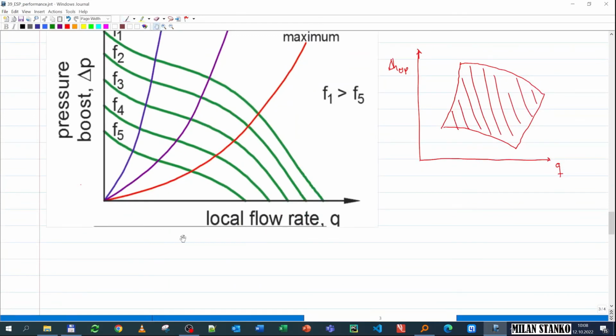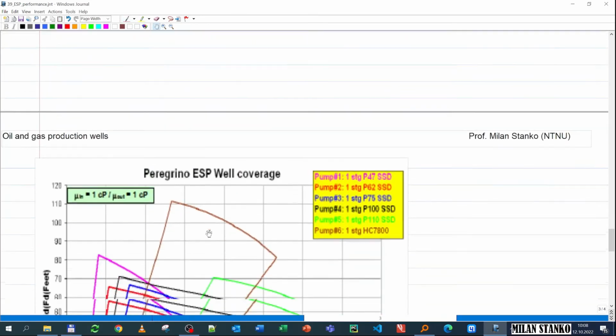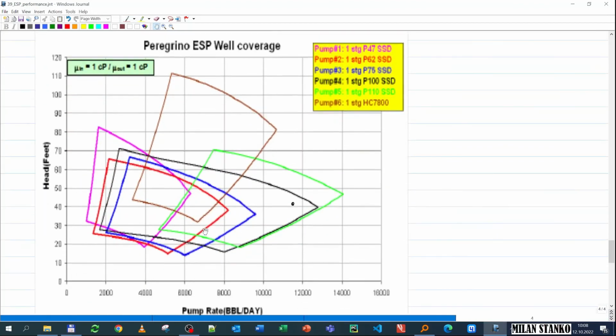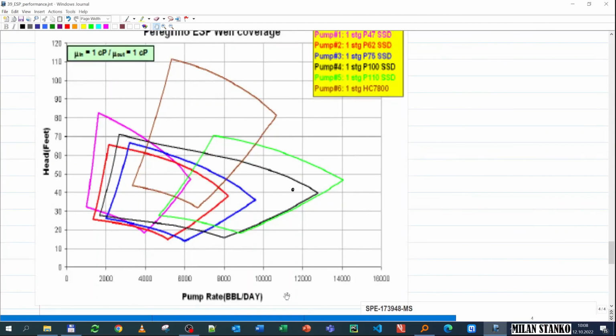As an example, I took an image from a paper that we're going to use in a following exercise. This is for an offshore field called Peregrino. Here you have different models of ESPs. These curves are made for one centipoise. You see all of them are for one stage, but they are for different types of pump. You have head and rate. You see here you have the Q and here you have the head. It's around 50, 60 feet, so maybe around 20 meters for one stage. And you have the maximum frequency, minimum frequency, maximum rate upthrust, and minimum rate downthrust.